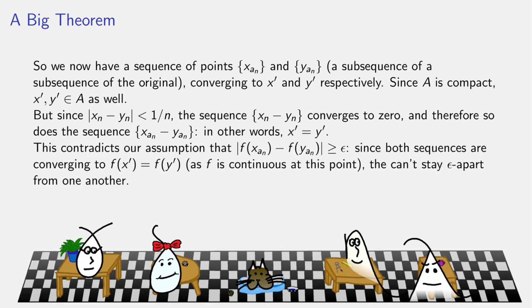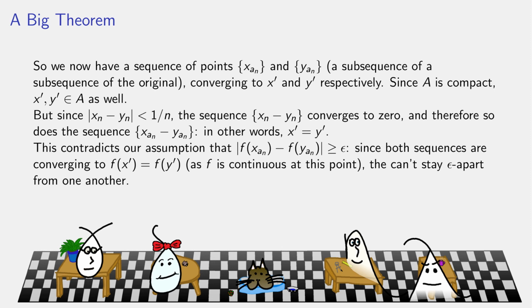This definitely contradicts our assumption that f of these points was always the same distance epsilon apart. Okay, remember, we've assumed we didn't have uniform continuity, so there existed an epsilon for which a bunch of stuff happened. This epsilon is not changing. So both sequences are converging to the same thing. The xn's are converging to x prime, the y's are converging to y prime, but x prime equals y prime.